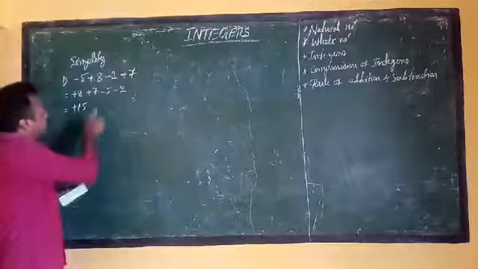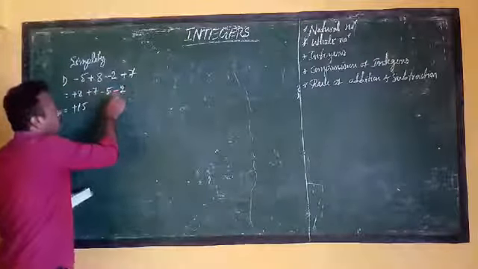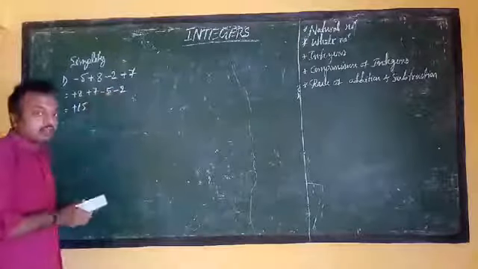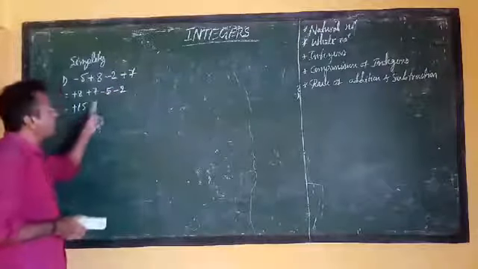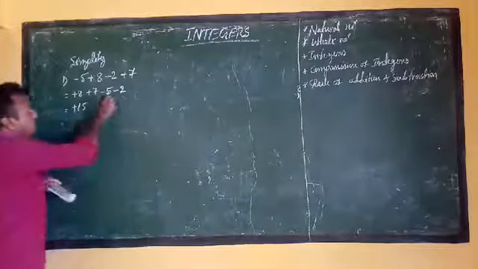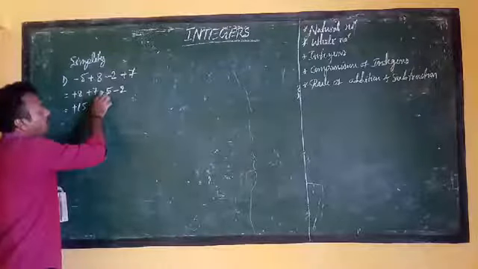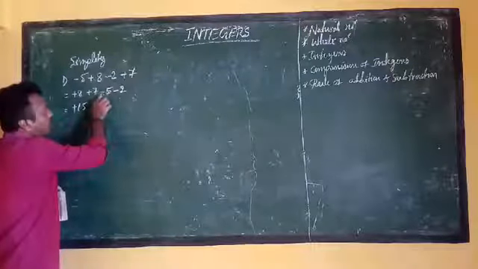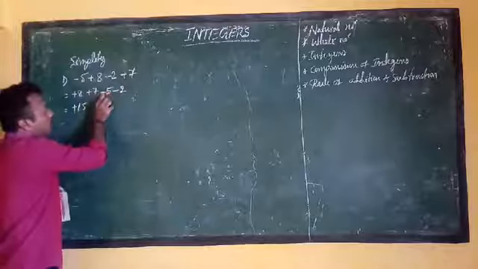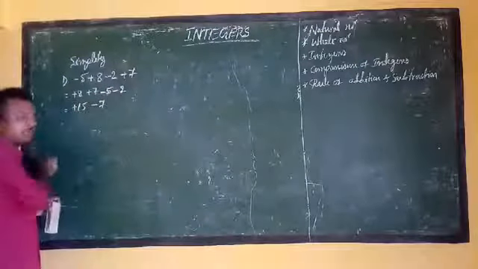Got it? Next, minus 5 is there, minus 2 is there. So minus 5 and minus 2 have the same sign. What is the sign? Minus. When it is the same sign, what do we do? Addition. Correct. So 5 plus 2, how much? 7. After the addition, which is the sign here? Minus, so we put the minus. Here plus is there, so I will put the plus.